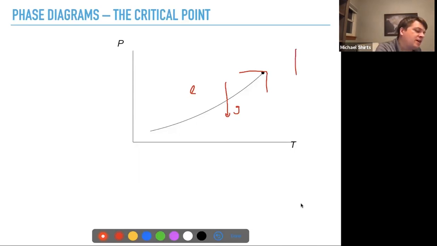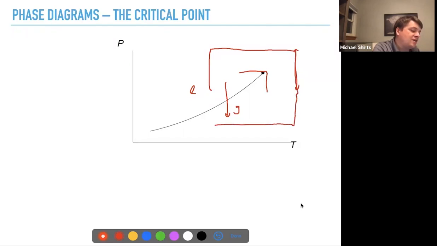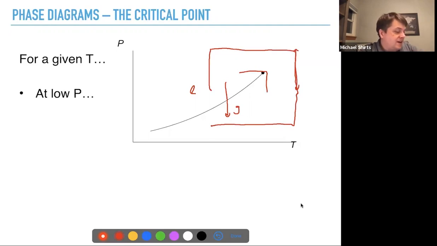But if I'm over here, I'd go continuously from high density to low density without actually having any change of phase. You can have very interesting behavior where you start over here, you raise the pressure, go over, increase the temperature, and then lower the pressure and cool it down. And you can get from a liquid to a gas phase without ever going through a phase transition. So for a given T, at low P you get a phase transition, but at high P you don't at a given temperature. So that's a critical point.